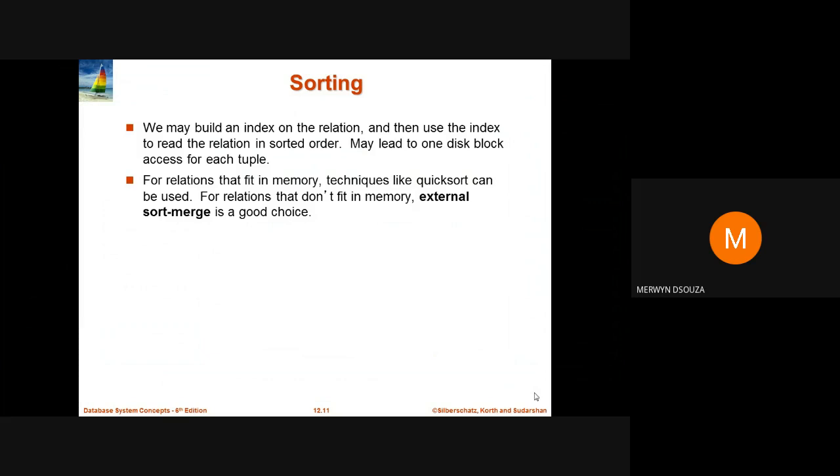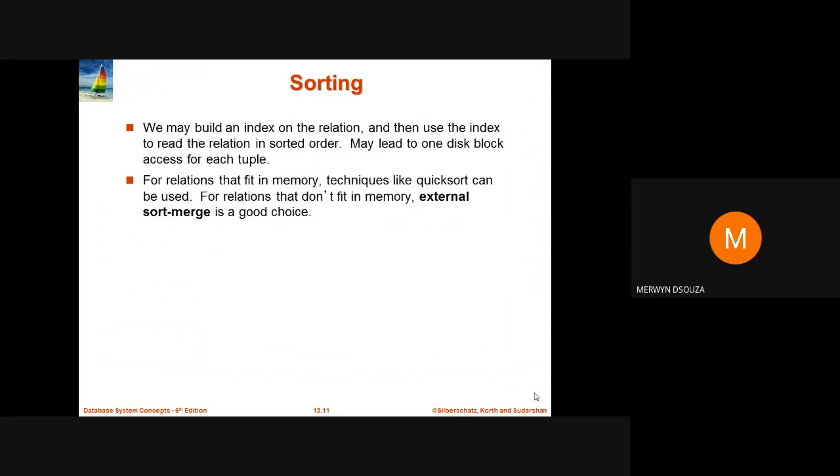To do sorting, we can use an index on the relation, and then the index can be used to read the relation in sorted order. Doing this will lead from one disk block access to another for each tuple.